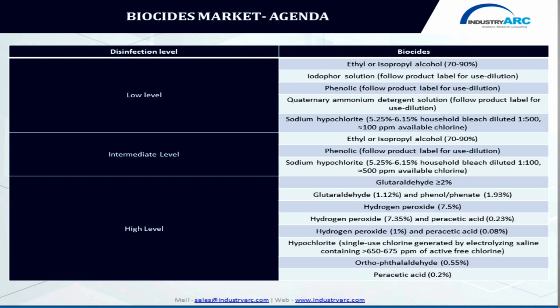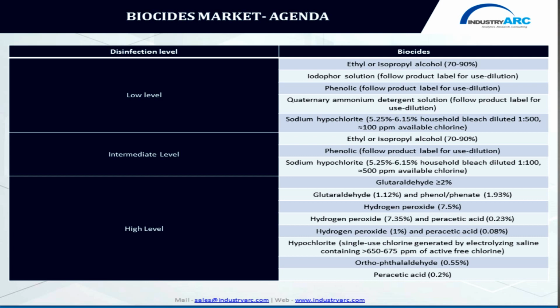Under the low level of disinfection, the biocides categorized are ethyl or isopropyl alcohol, iodophor solution, phenolic solution and quaternary ammonium detergent solution, along with sodium hypochlorite. Under the intermediate level of disinfection, ethyl or isopropyl alcohol is used at a 70 to 90% concentration level, while phenolic, which follows the product label for use dilution, is also categorized under this category.